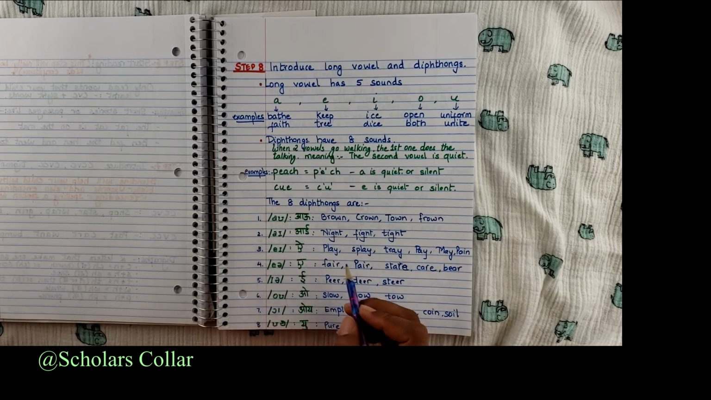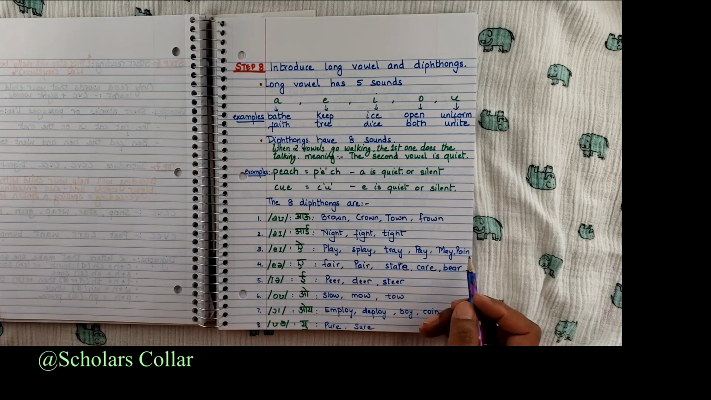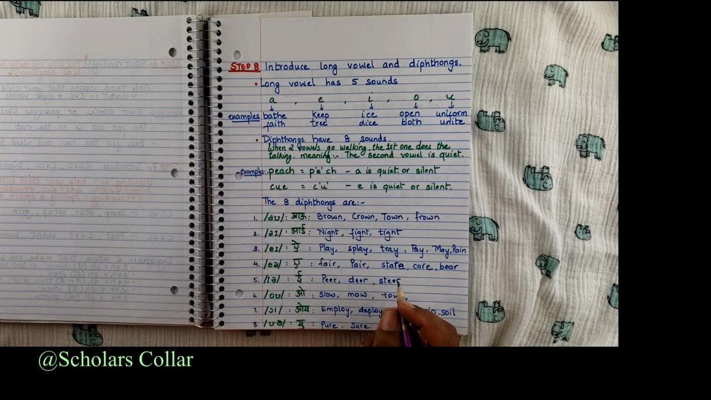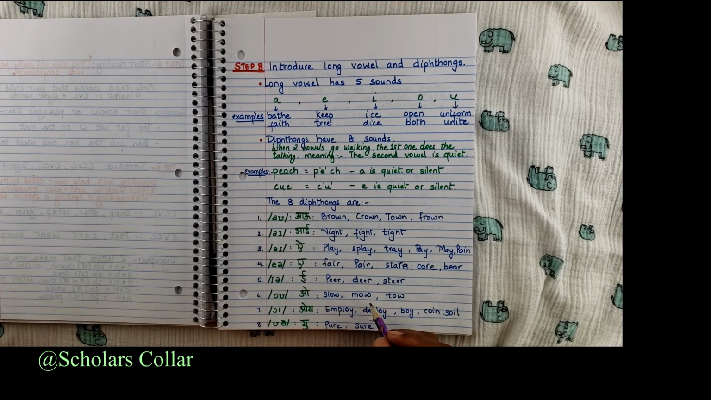Then we have eh, like place, play, tray, pay, pain. Eh, like fair, pair, stare, care. E as in peer, dear, steer. O as in slow, mo, toe. Oi as in employ, deploy, coin, boy. U as in pure, sure.